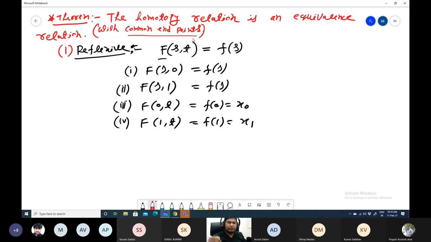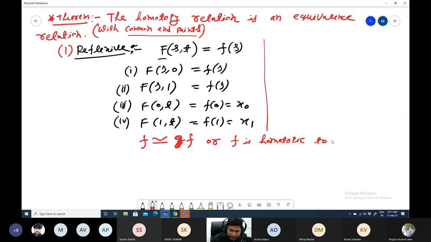Now this is satisfied. So therefore we can say that f is homotopic to f. This is our notation. You can say that f is homotopic to f itself via F. So this is reflexive.